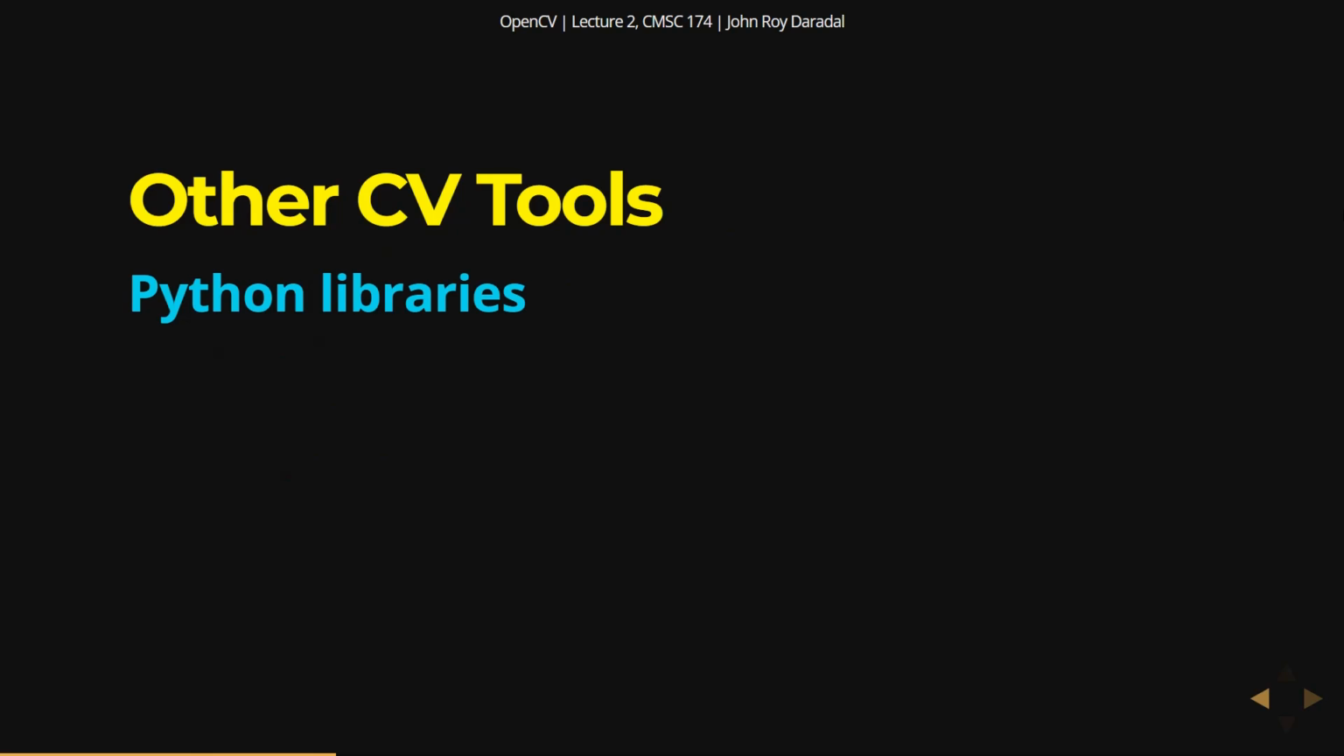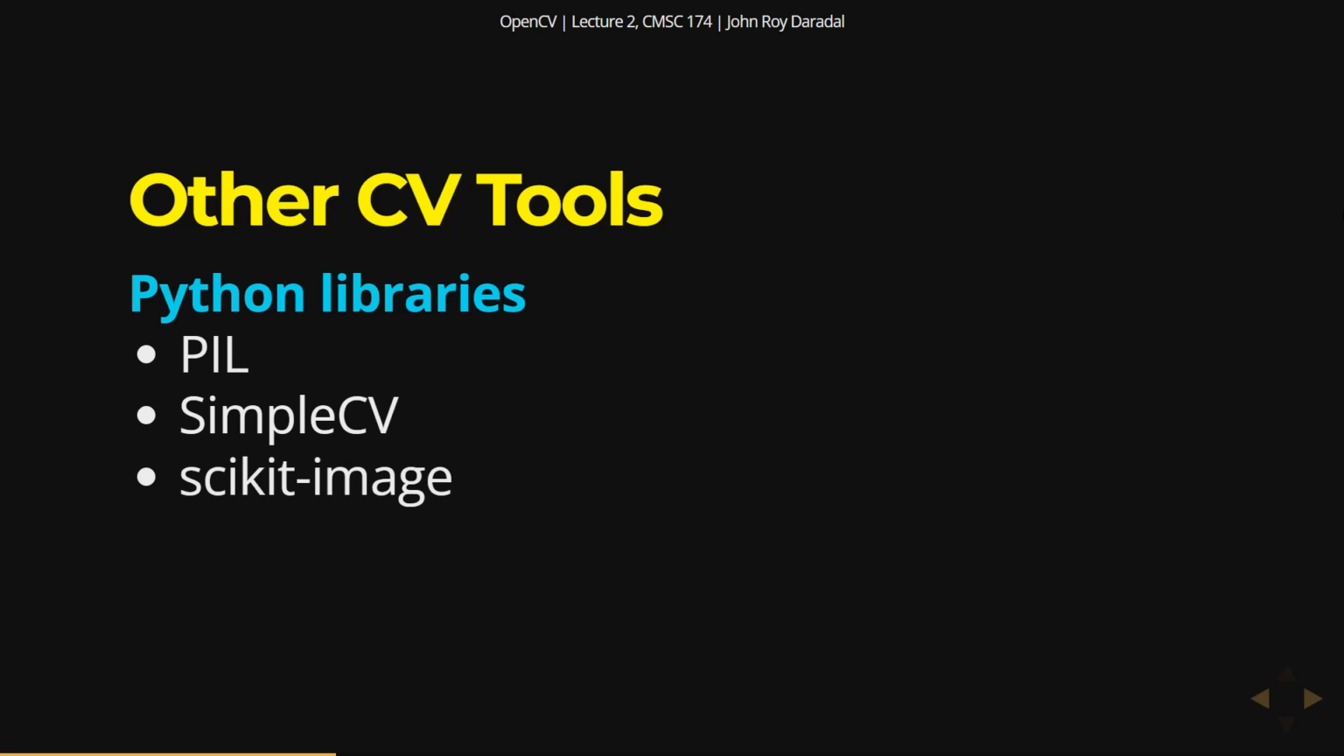Now, of course, OpenCV is the most popular computer vision tool for Python, but it's not the only one, right? There are also other image processing and computer vision tools that are available, such as PIL, SimpleCV, Scikit-Image, and Mahotas. And this is just for Python. Of course, there are other tools as well in other languages.